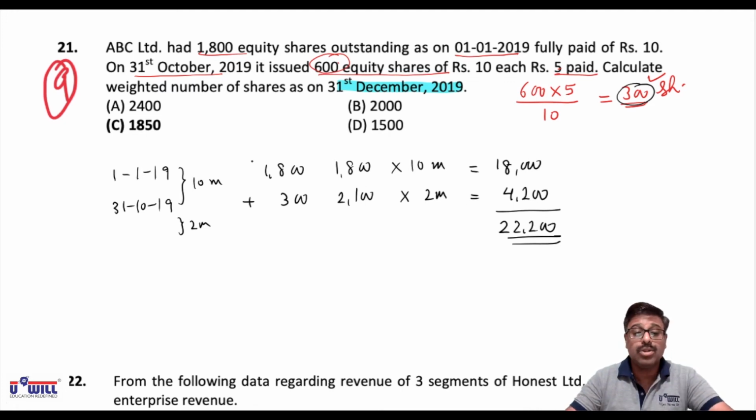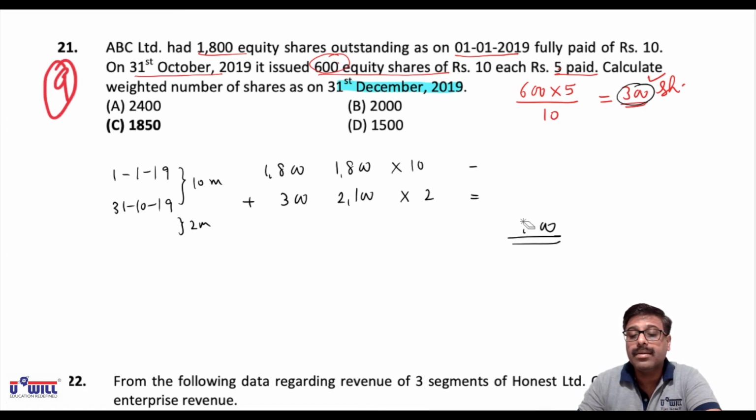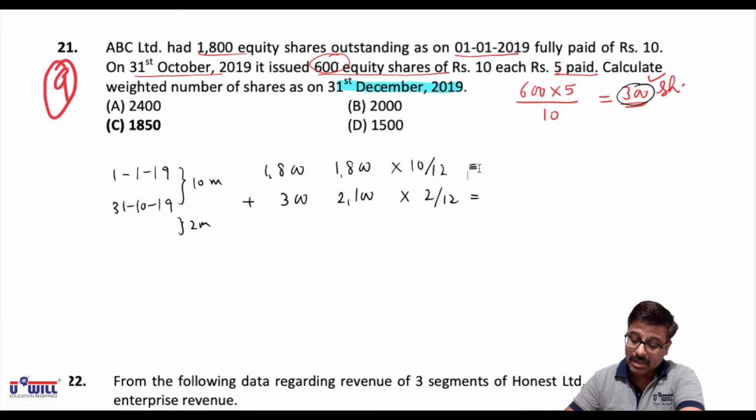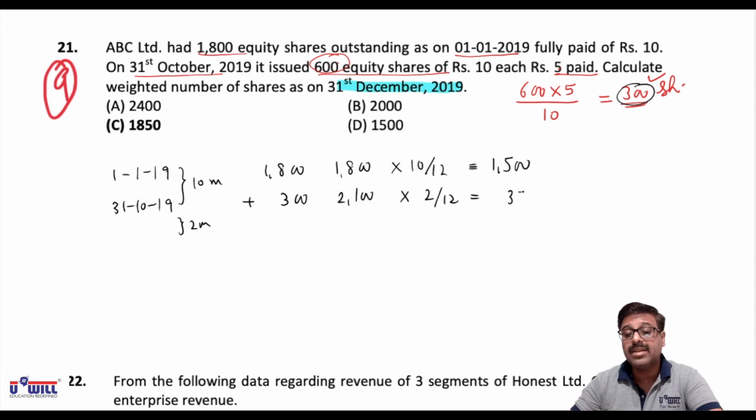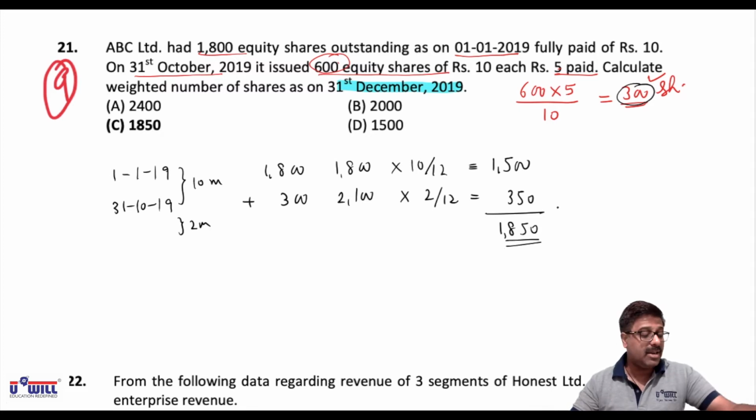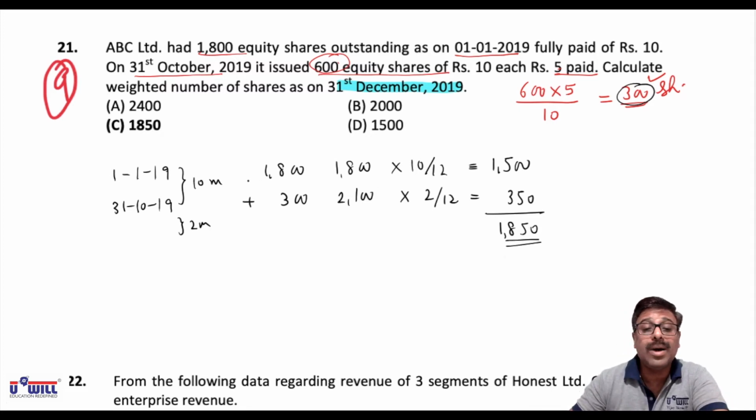We have to divide by 12 also. 1800 into 10 divided by 12 and 2 divided by 12. Do it everyone in calculator. 1800 into 10 divided by 12, that is 1500, and 2100 into 2 divided by 12, that is 350. So 1500 plus 350, you'll get 1850. Alternatively, even if the total answer you would have divided by 12, you would get the same answer. So 1850 is your final answer.